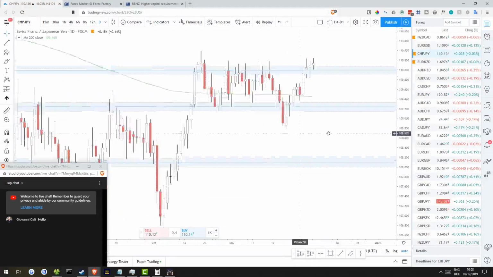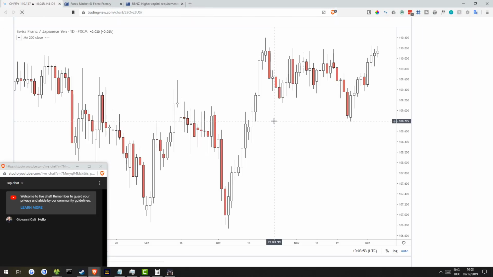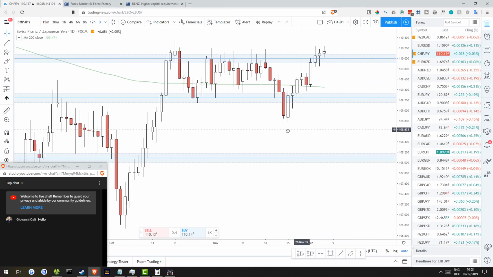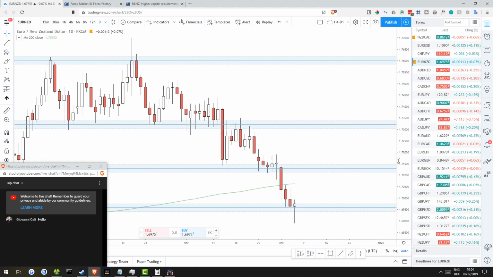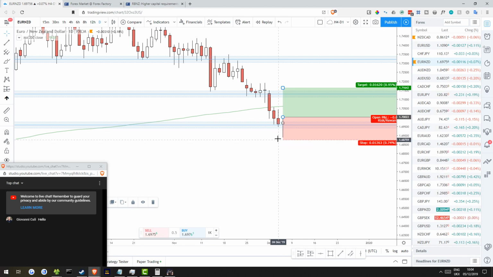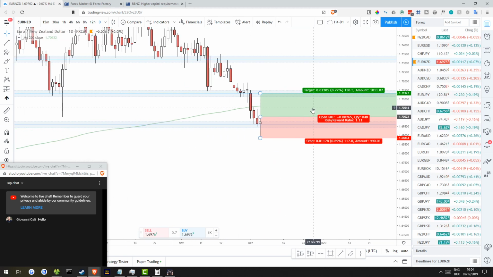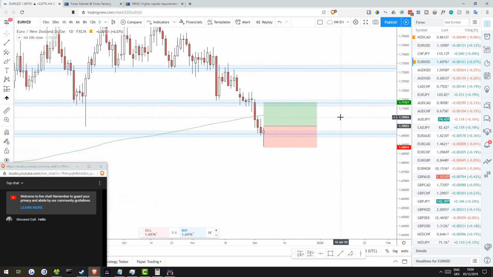CHF, what's going on with my candles? Okay, that fixed it. CHF this one's pushing through resistance, so this is no longer valid either. Euro New Zealand, it's still technically valid, but the size of this indecision candle makes it really, really tough to get a good risk to reward ratio. So I don't really see this as valid anymore in terms of being able to get a good risk to reward ratio. So I'm going to remove this one too.